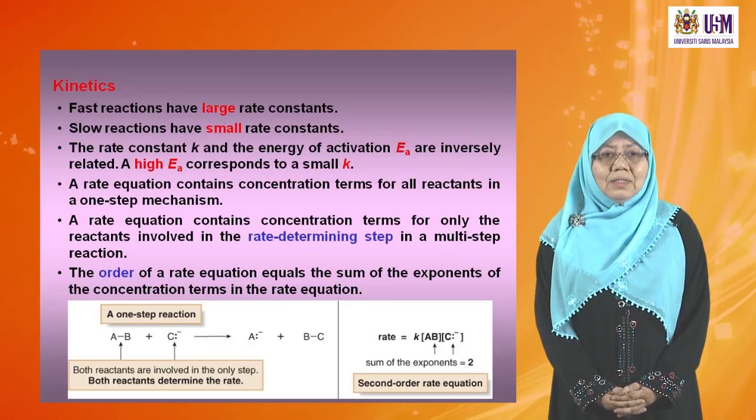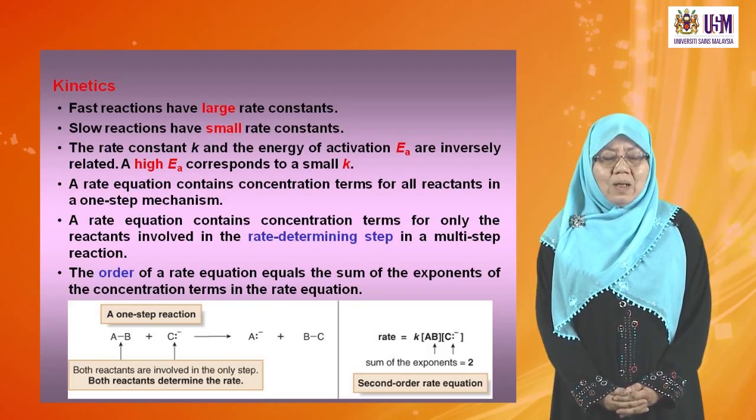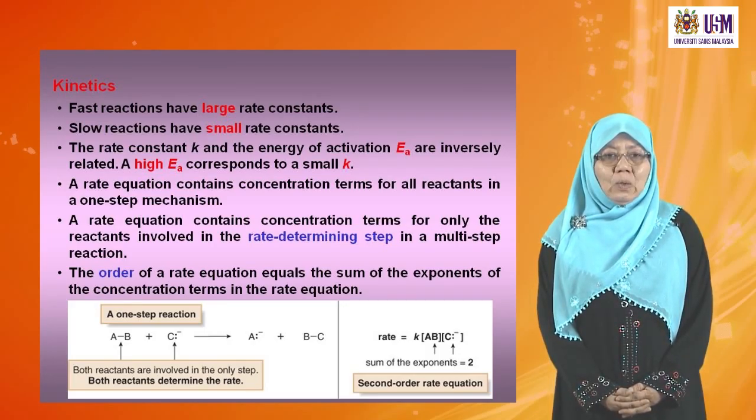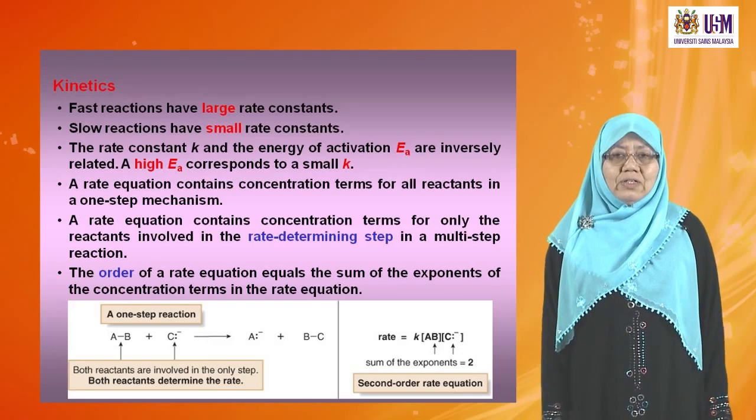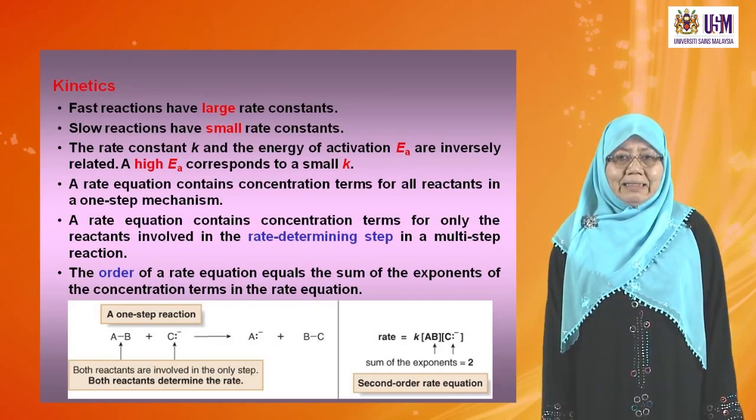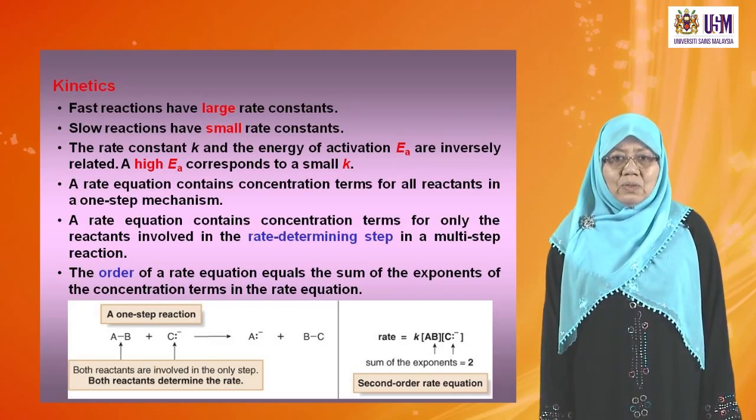In the example of the reaction between AB and the anion C, this is a one-step reaction. So both reactants are involved in the only step, and both reactants determine the rate of reaction. So the rate equation would be equal to K times the concentration of AB and the concentration of C. The sum of the exponents is equal to 2, and this is a second order rate equation.